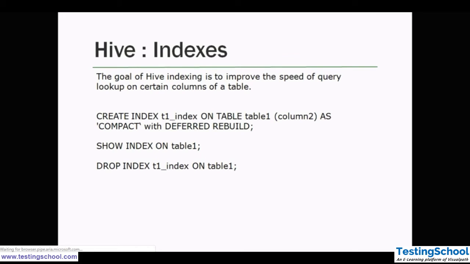It is how the schema of an index query is defined. And in a similar manner, you can show the indexes on a particular table using show index on table 1. Similarly, you can drop the index also: drop index, then the index name on table 1. So let's see how we can create our indexes in the Hive terminal.